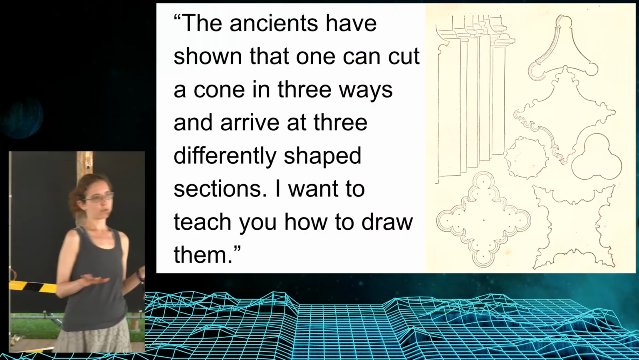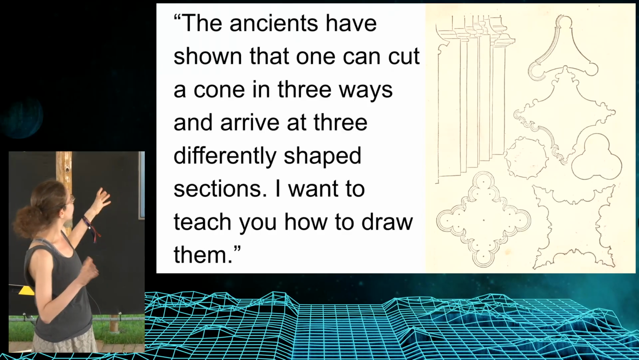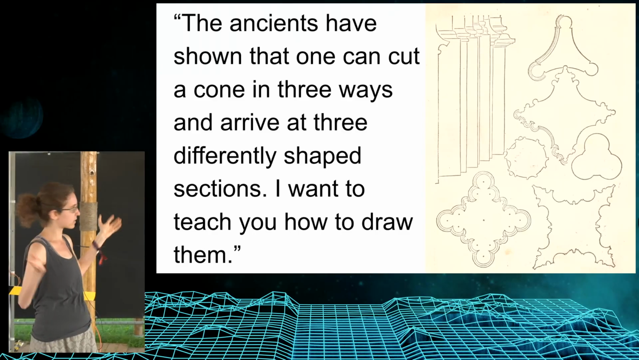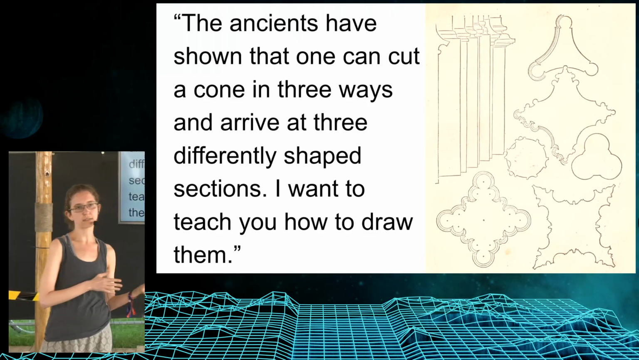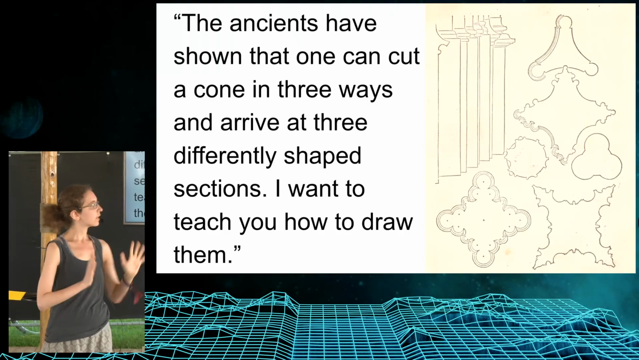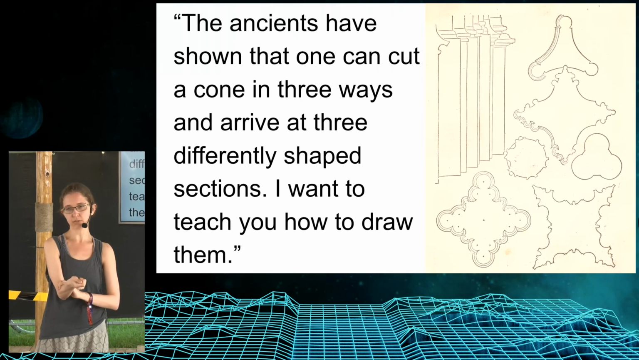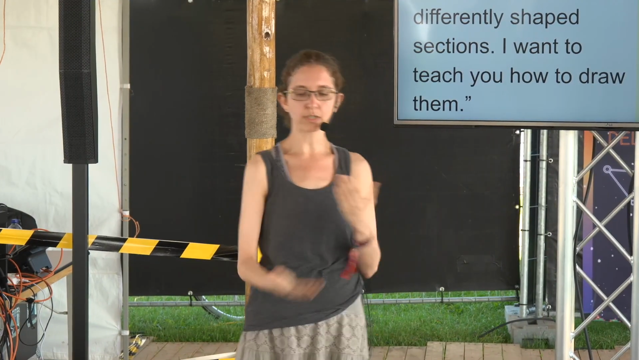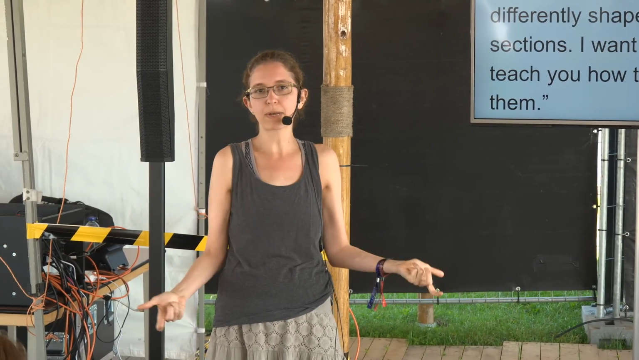One of the things that he wrote in this book is that the ancients have shown that one can cut a cone in three ways and arrive at three differently shaped sections. I want to teach you how to draw them. Dürer was more interested in how to actually construct them on a page than in rigor, geometry, or the theory behind it. In this book, he wanted to instruct people how to do it.